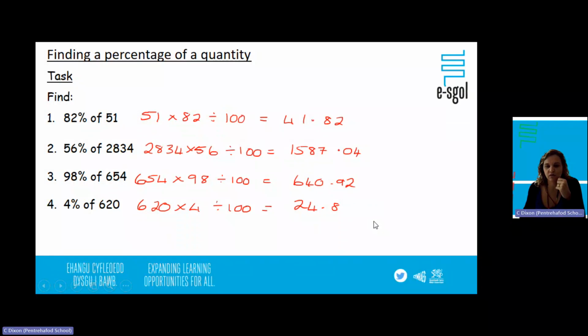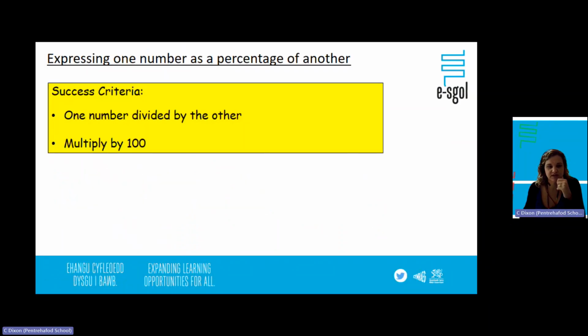Another part of what was on the spec I showed you at the start was expressing one number as a percentage of another. Again, we did this in the non-calculator methods. We're just going to practice the calculator one now so that you're confident with that as well. So it says one number divided by another, and then once we've got that, multiply by 100. So you should be making little notes now as we go through this session. So I'd encourage you now to pause it and just copy that yellow box onto your piece of paper so you can create your own revision notes now.